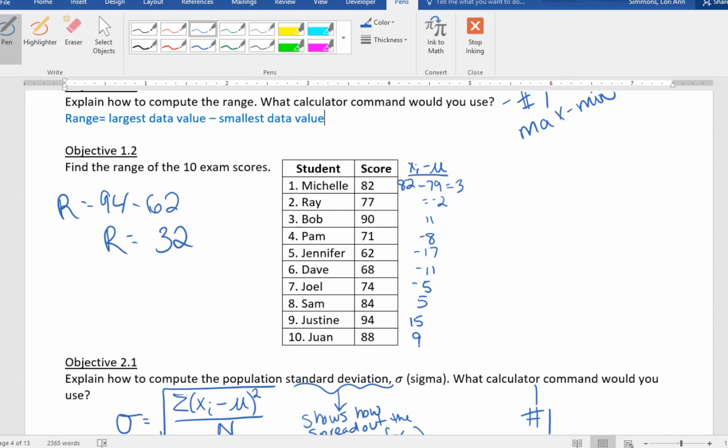So when you add these all together, you're going to get 0. This is always the case. This is called the sum of the deviations about the mean.